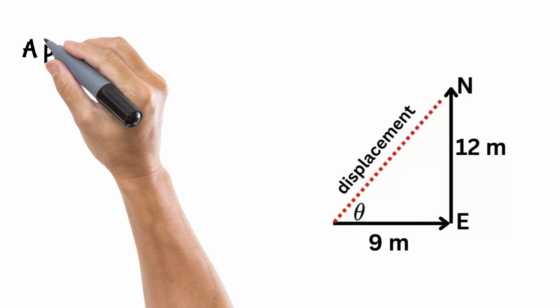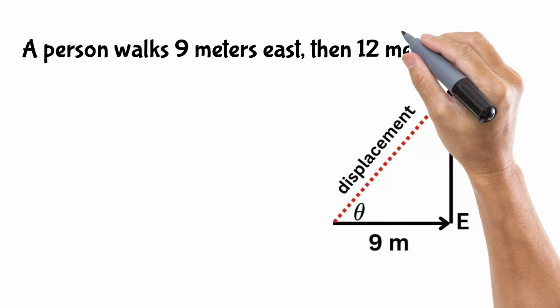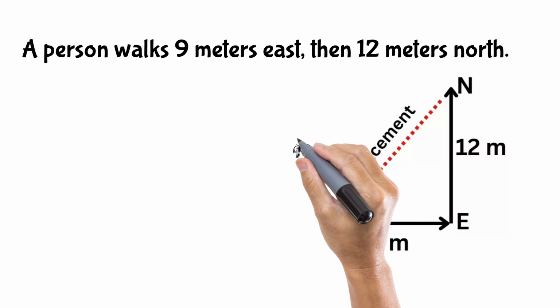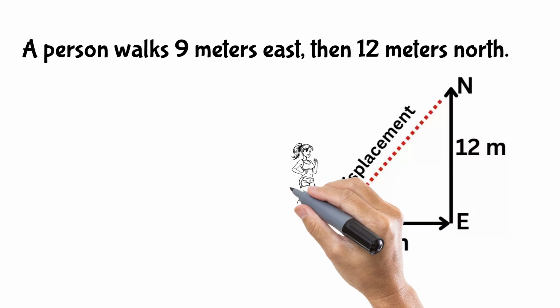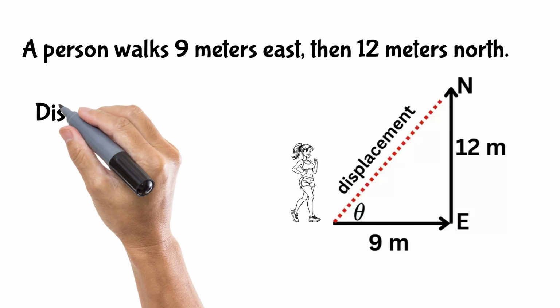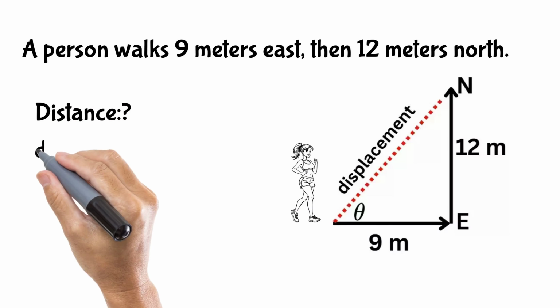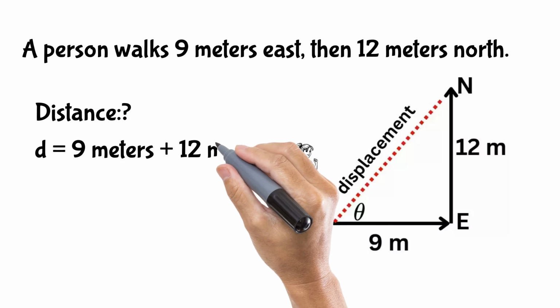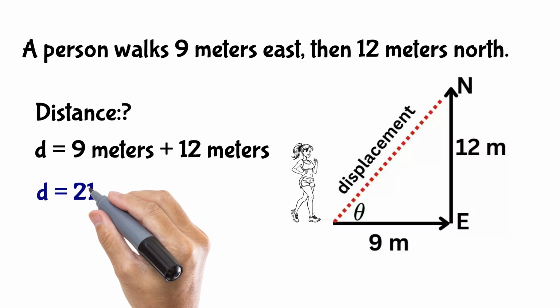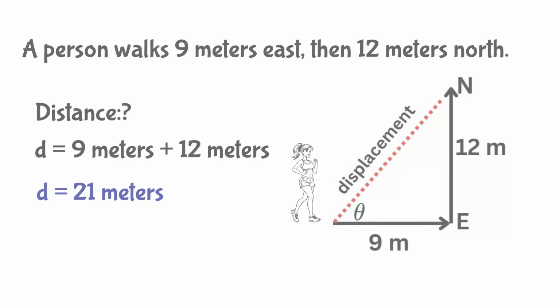Let's solve another example. A person walks 9 meters east, then 12 meters north. First, let's find the distance. Since distance is a scalar quantity, we simply add the total path traveled. So 9 meters plus 12 meters equals 21 meters. The distance is 21 meters.